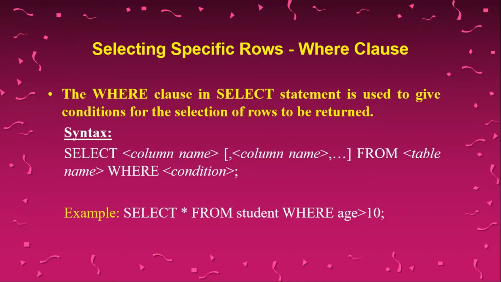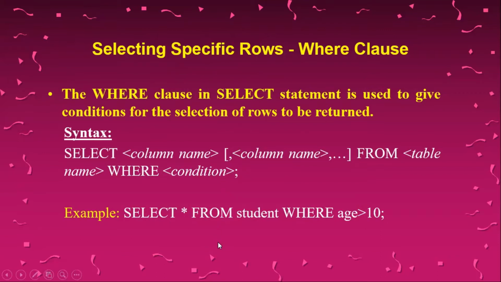First, we will see how we can select specific rows. For that, we will be using the WHERE clause. It is used for giving a condition for the selection of rows that have to be returned. That means you are filtering the table based on the condition satisfied. The syntax is: select the column names from table name where condition. Here, you will be specifying the condition.